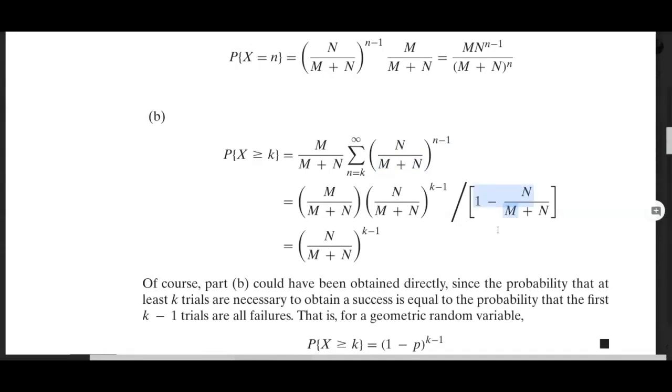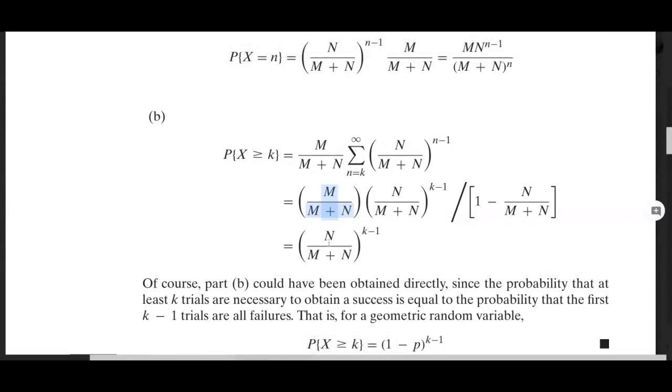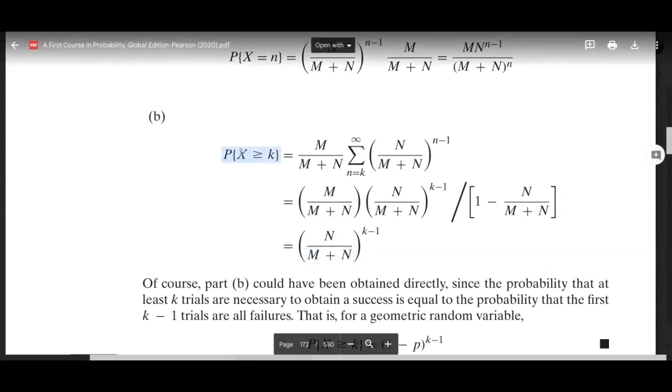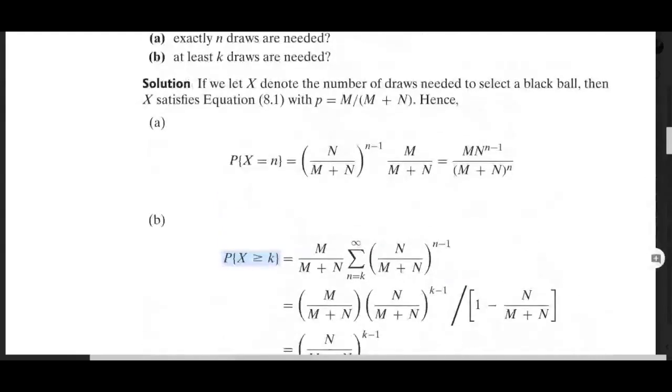So 1 minus this, that's just this. So those two are simplified. One in the numerator, one in the denominator. So we end up with this failure raised to k minus 1. Interesting, huh? At least k draws are needed.